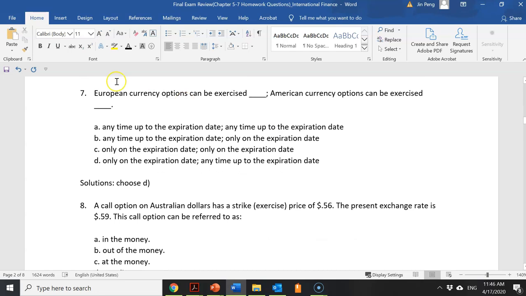Question 7. European currency options can be exercised only on the expiration date. American currency options can be exercised anytime up to the expiration date. So the solution should be D. Okay. If you're not familiar with any of the answers here, you can always refer to our slides. Go back to our slides, and there are detailed definitions and explanations on everything in here.